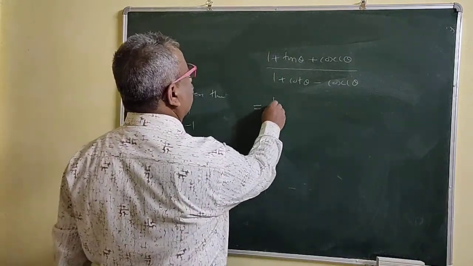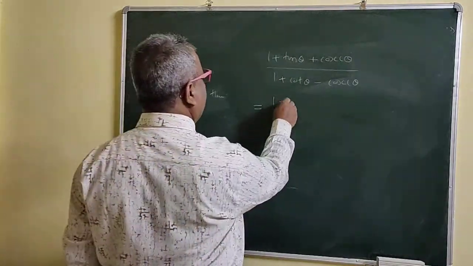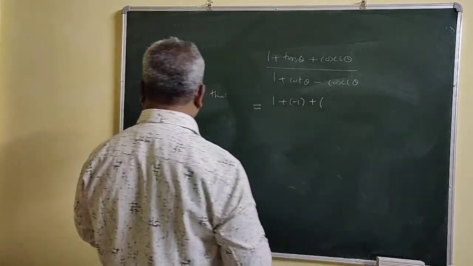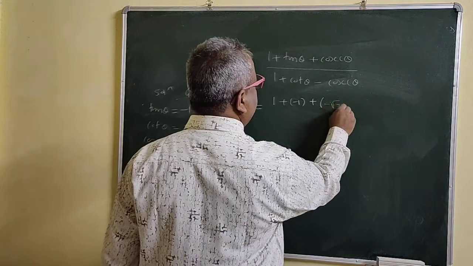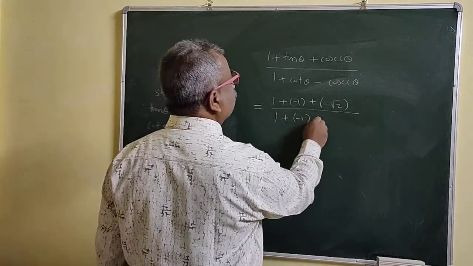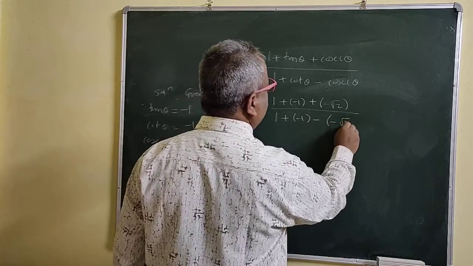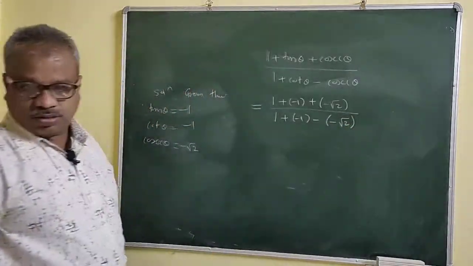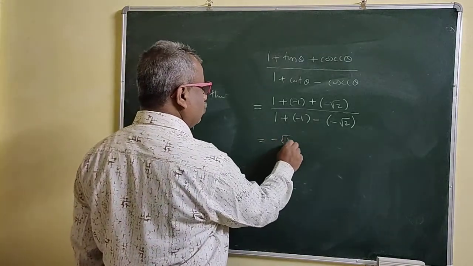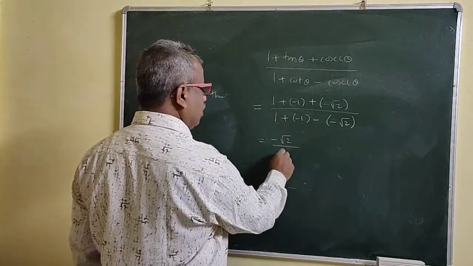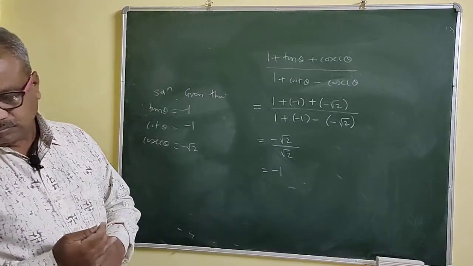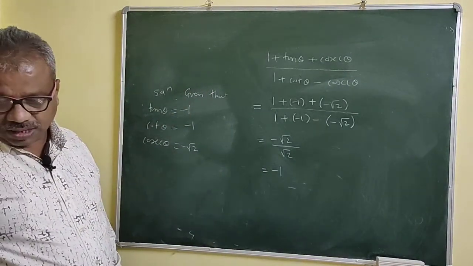This is equal to 1. What is the value of tan theta? 1 plus minus 1, plus your cosec theta is minus root 2, written in bracket, upon 1 plus minus 1 minus root 2. Now this 1 gets cancelled, so this is minus root 2. Again this 1 will get cancelled. This is root 2, so this is minus 1. So the value of this one is minus 1.